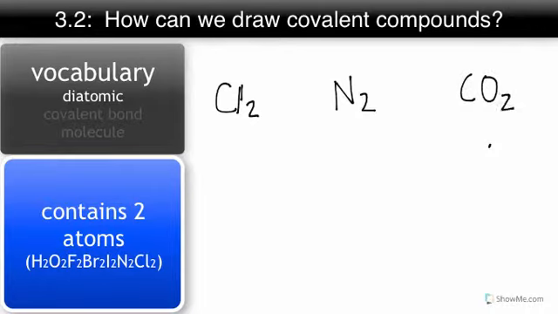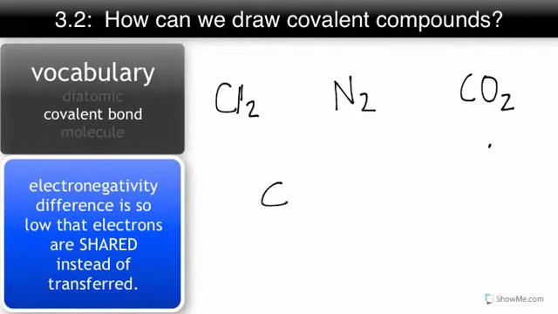Alright, the first one, chlorine. When you're drawing a covalent compound, you're first going to write down the name of the element with the right number of dots for how many valence electrons there are. Chlorine has 7. 1, 2, 3, 4, 5, 6, 7. Then you're going to draw the next element. 1, 2, 3, 4, 5, 6, 7.